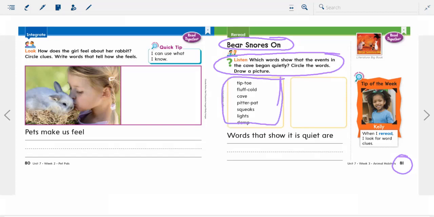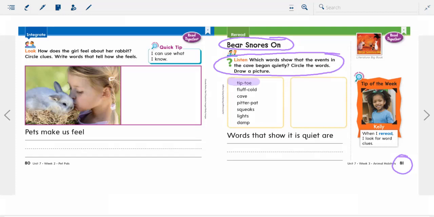So we're going to look over here and see which of these words describe going into the cave quietly. So the first one is tiptoe. When you tiptoe, are you being quiet? Yes, so you can circle that one. That means you're walking very quietly, you're tiptoeing.